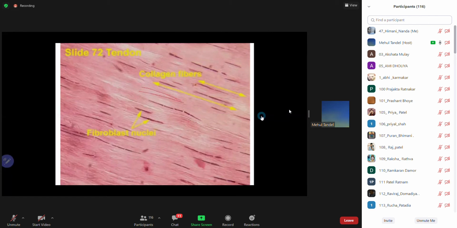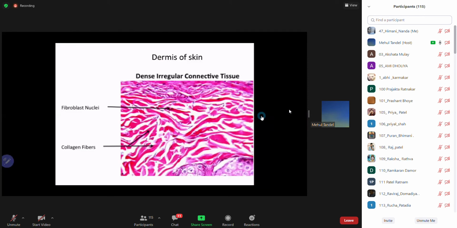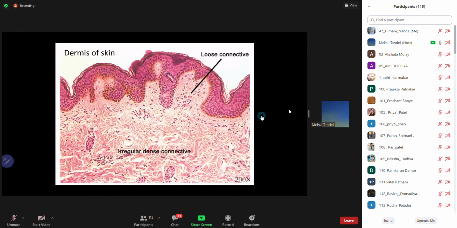Here fibers are parallel to each other, very regularly arranged. In between there are fibroblasts. So this is dense regular connective tissue, tendon. And here you can see fibers irregularly arranged in all directions. More fibers, less ground substance. So this is dense irregular connective tissue. Here you can see very clearly dense irregular connective tissue, dermis of the skin. Fibers are directed in all directions.